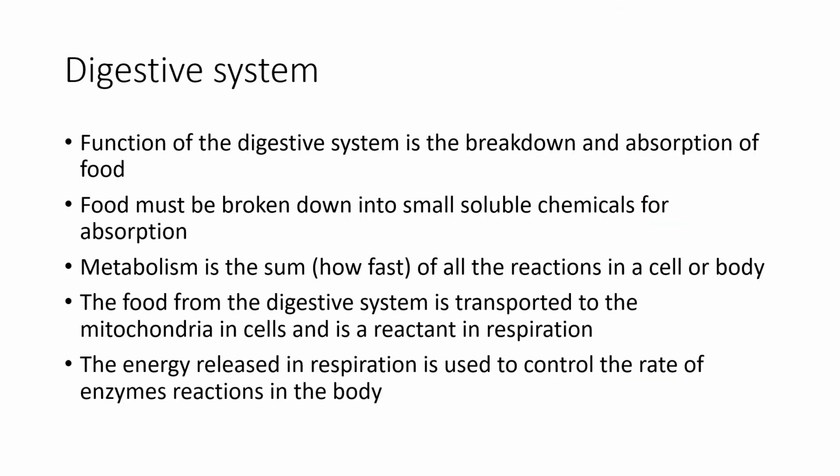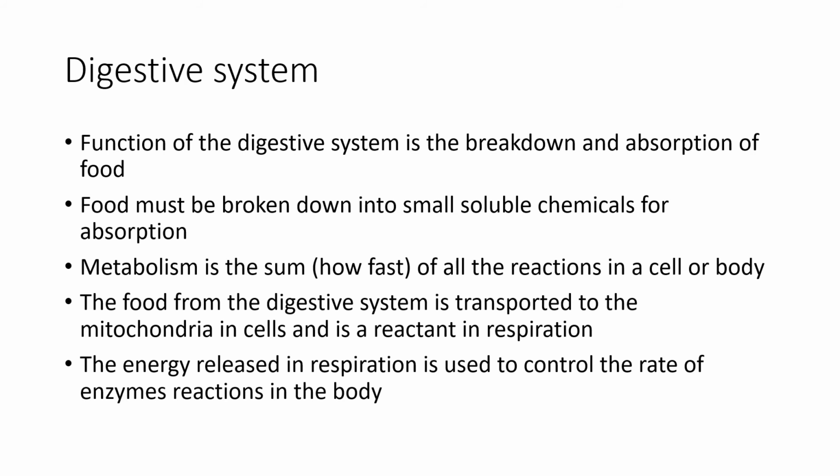So the purpose of the digestive system is to break down food and to absorb food. Hence we talk about the digestion half of it and the absorption half of it. The purpose is to break the food down into small soluble chemicals. And the small soluble chemicals mean they can be absorbed into the blood, which then means they can be transported around the body and eventually absorbed into cells. The word metabolism, you probably have heard of before, but metabolism is how fast chemical reactions are happening inside a cell or happening inside a body.